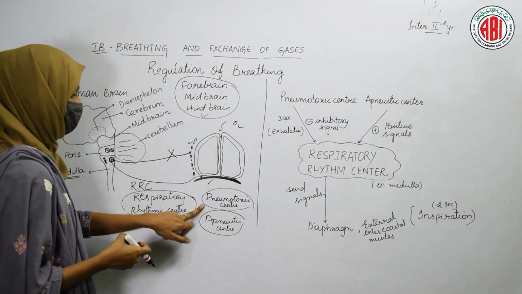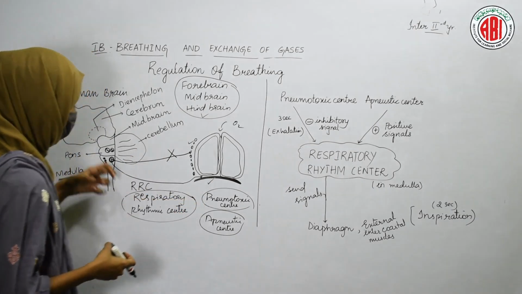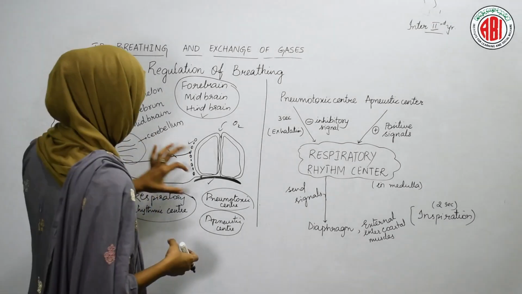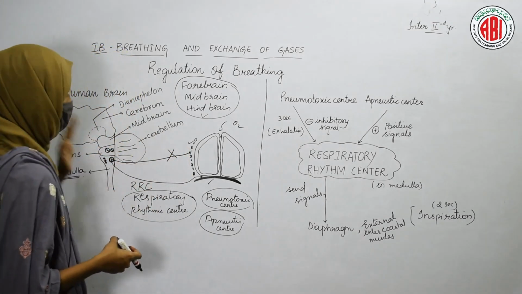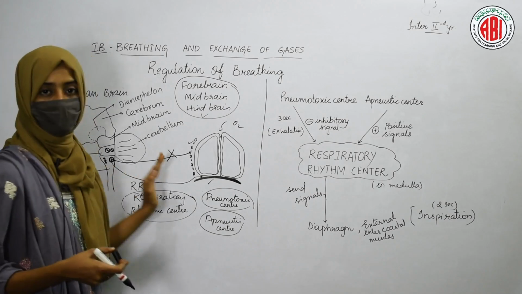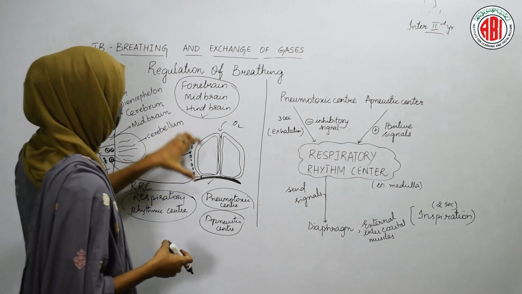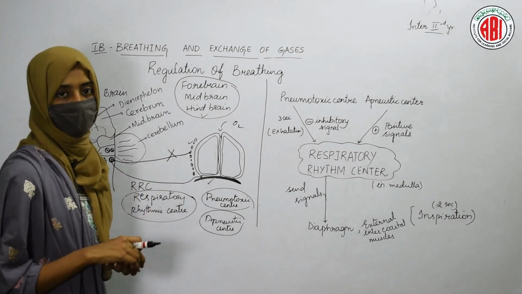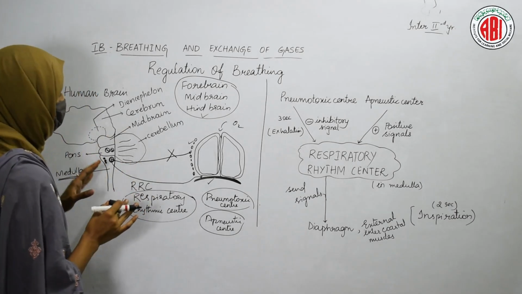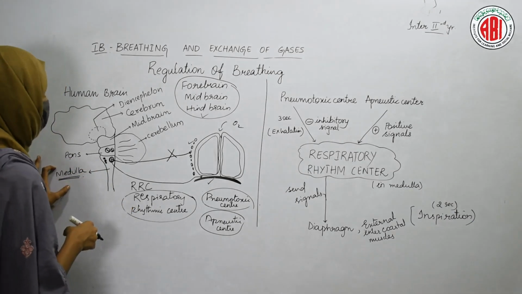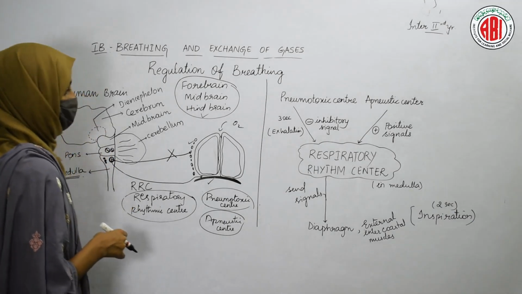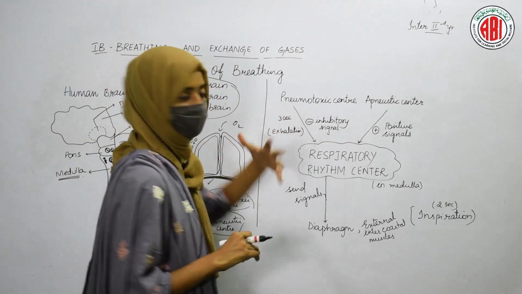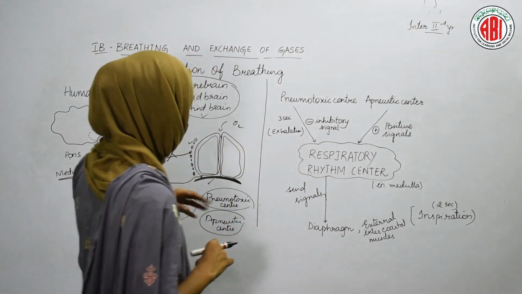But the pneumotoxic center is a center which stimulates the respiratory rhythmic center to send the signals, and stimulates this RRC for positive signals, so that the contraction of both these muscles can be seen, and due to this contraction, inspiration can be done. This is how the breathing is regulated by the different signals that are sent and that are stopped by our brain. Here let us see the different centers once again for a better understanding.